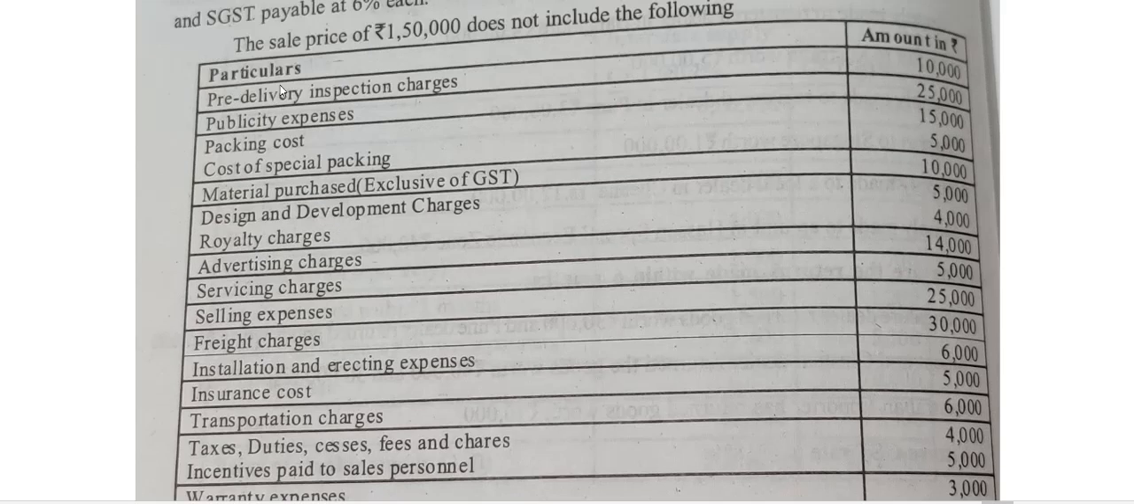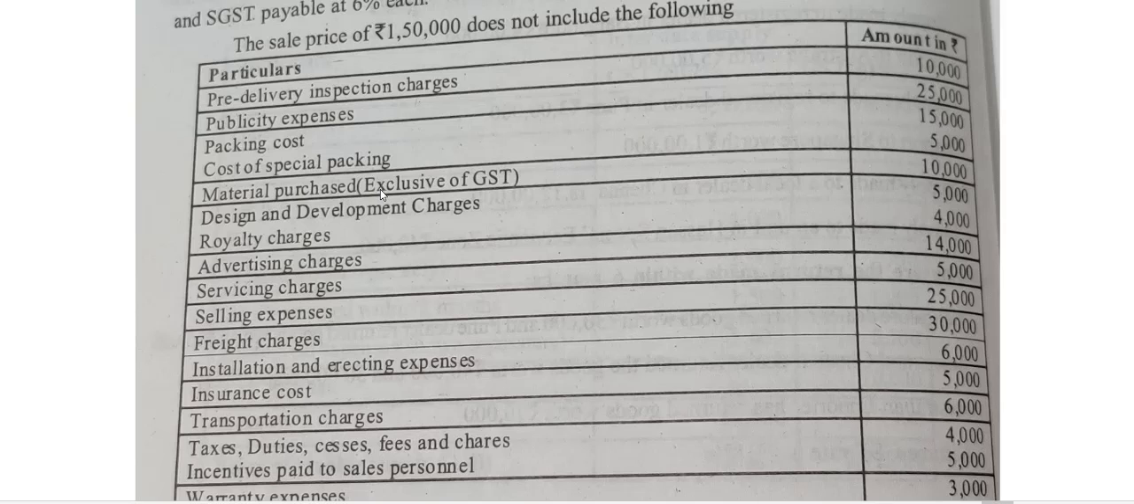So let's understand. The sale price of 1,50,000 does not include the following. There are a few expenses which have not been included. So let's see. Pre-delivery inspection charges 10,000. Obviously we have to take that. Publicity expenses, we have to take that. Packing cost, we have to take that into account. Cost of special packing, that also has to be taken.